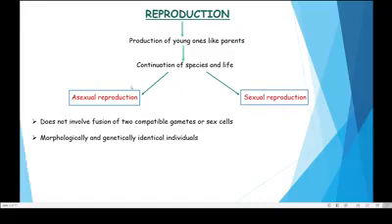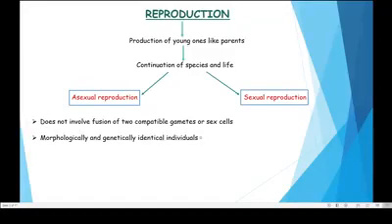Asexual reproduction is a mode of reproduction which is not sexual, and thus it is called asexual. Whereas sexual reproduction is a mode of reproduction where two organisms, male and female, produce male and female gametes. When these two gametes fuse with each other, they form a zygote, and this process is called fertilization. This zygote is responsible for the production of a new organism.